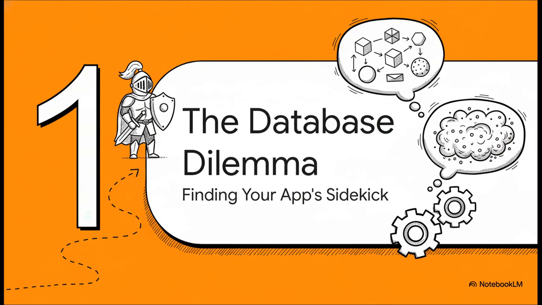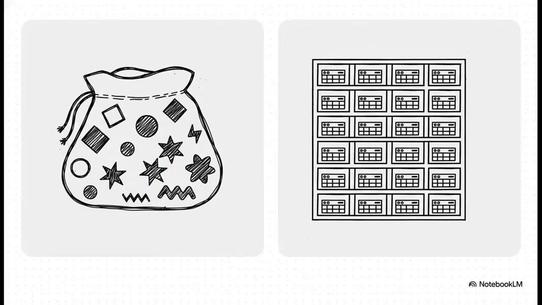Picking a database isn't just a technical choice. It's like picking a personality for your application's data. And the very first choice you have to make is between two totally different philosophies. And this right here, this breaks it all down. On the left, you've got NoSQL. Think of it like a super flexible tote bag. You can just throw whatever you want in there, different shapes, different sizes of data, and your app code is responsible for making sense of it.